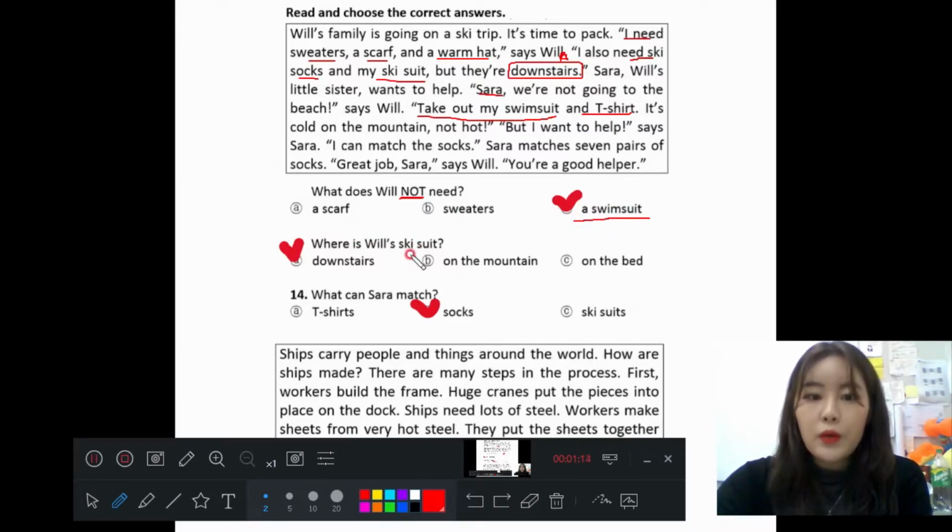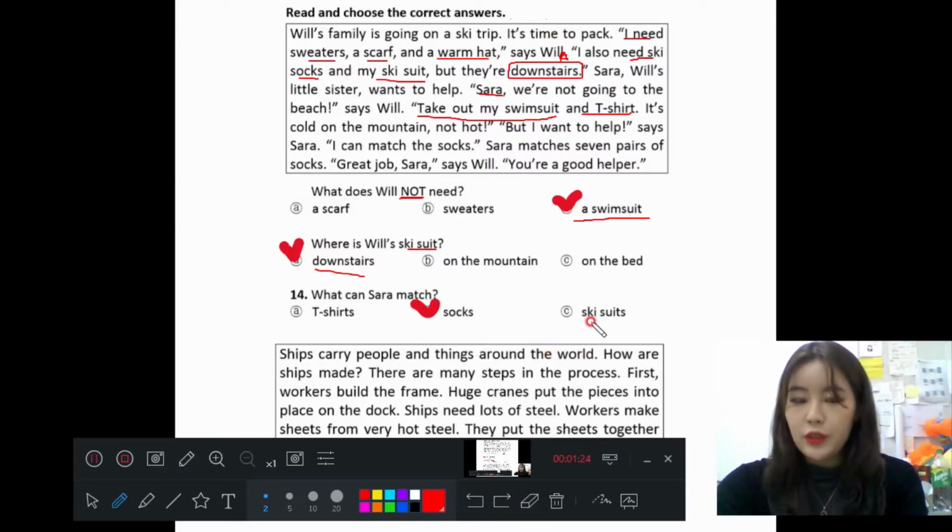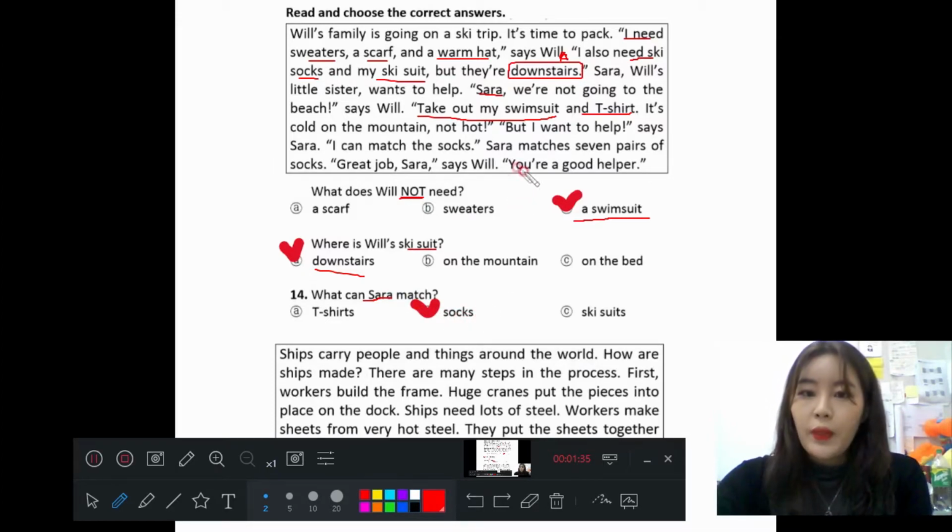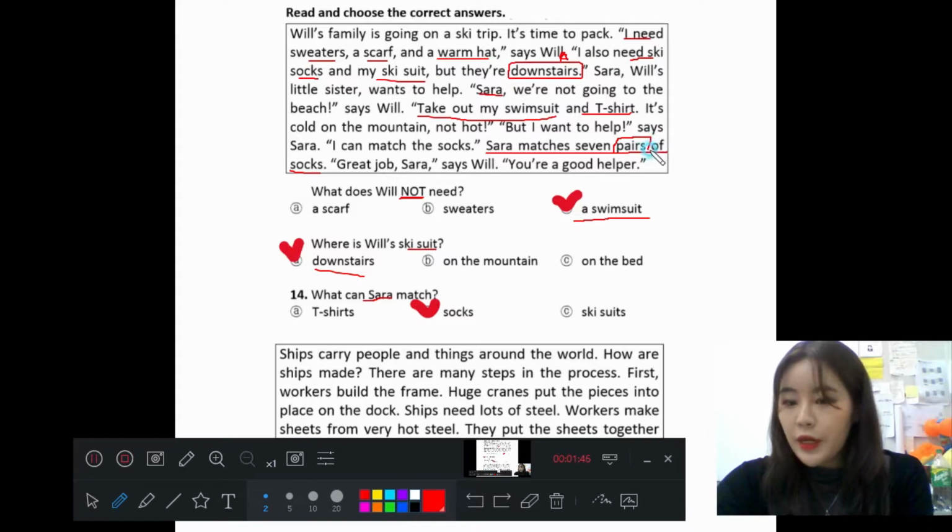And also, where was the ski suit? I underlined it and put a star above it, right? Downstairs is going to be the answer for the second question. And the last one is, what can Sarah match? Who was Sarah, by the way? It was Will's sister. And I see the answer right here. Sarah matches 7 pairs of socks, right? And you remember the use of these pairs, right? 한 쌍. Okay, good. So the answer is going to be B.